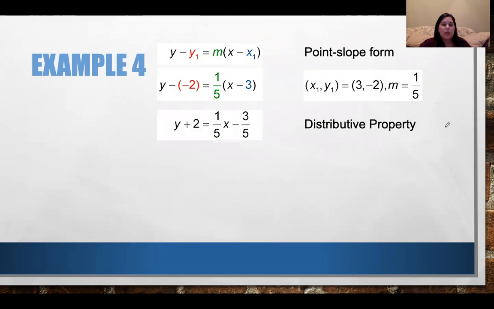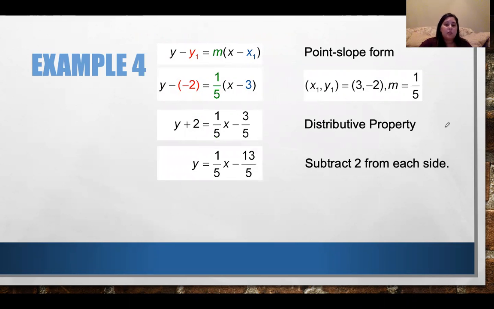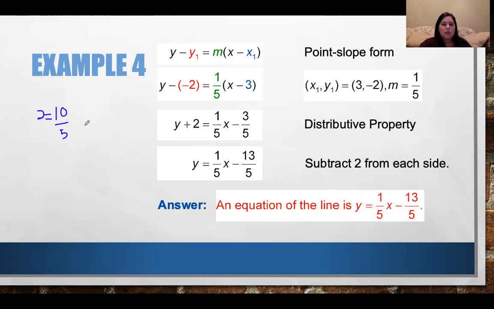So distributing that, we get y plus 2 equals 1/5 x minus 3/5. So we subtract 2 from both sides to get 1/5 x minus 13 over 5. Remember, 2 is going to be the same thing as 10 over 5, just as a reference for how they subtracted the two fractions. So the equation of our line is y equals 1/5 x minus 13/5.